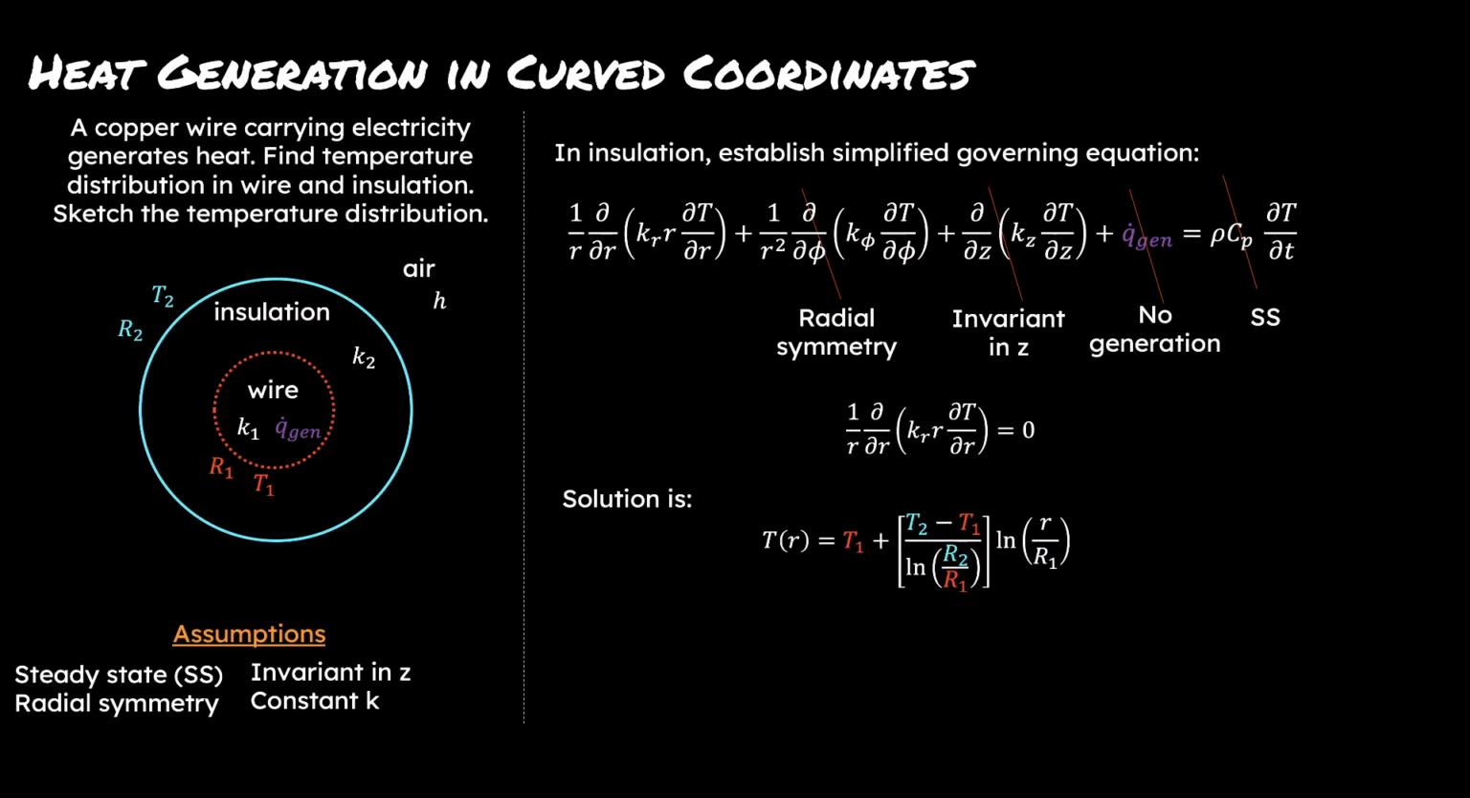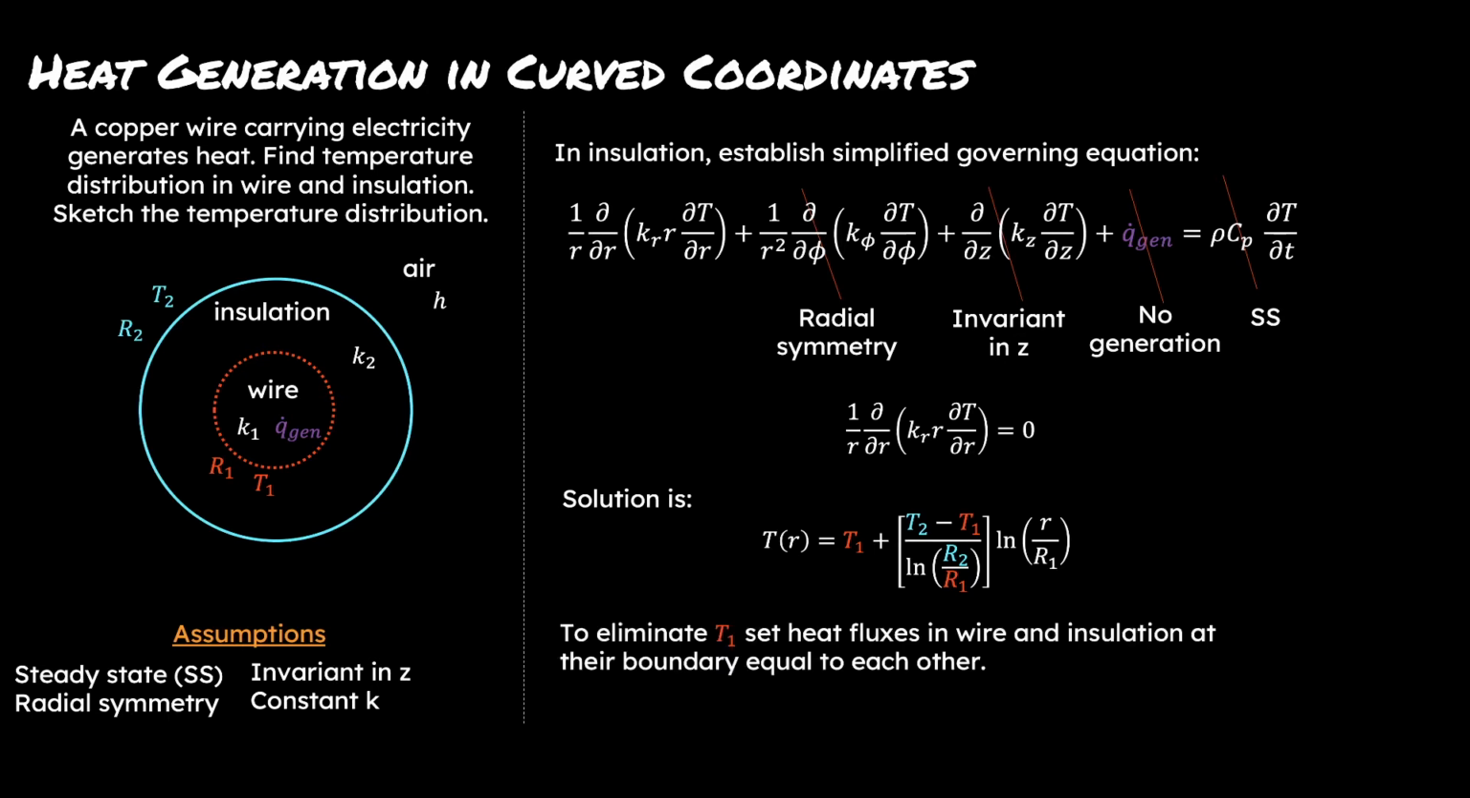Applying the boundary conditions at r sub 1 and r sub 2, we obtain this solution. And it is important to emphasize that in the wire, we have a parabolic temperature distribution, but in the insulation, we have one which is logarithmic. We can eliminate T sub 1 in this expression by setting the heat fluxes in the wire and the insulation equal at their boundary, and that in turn will allow us to get closer to the solution that we desire.